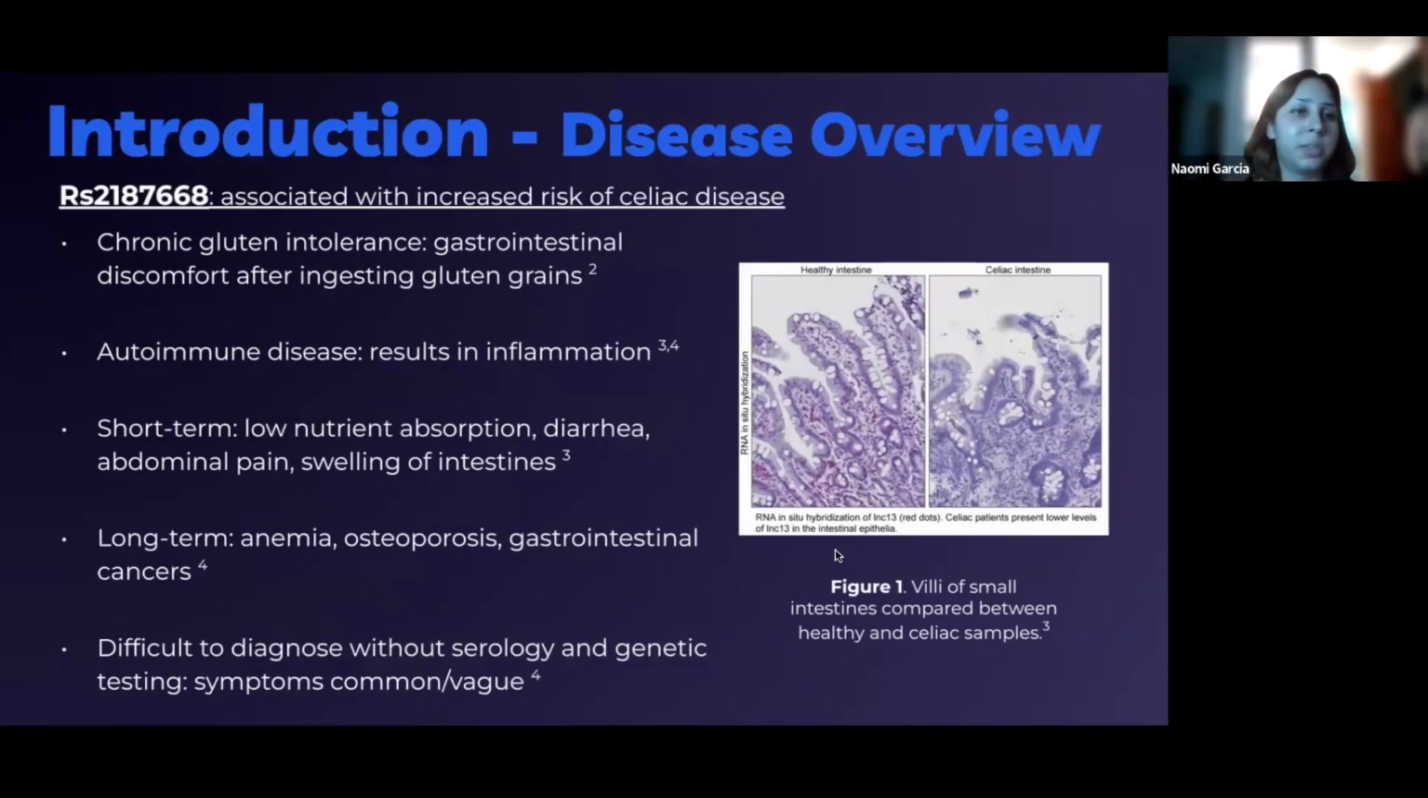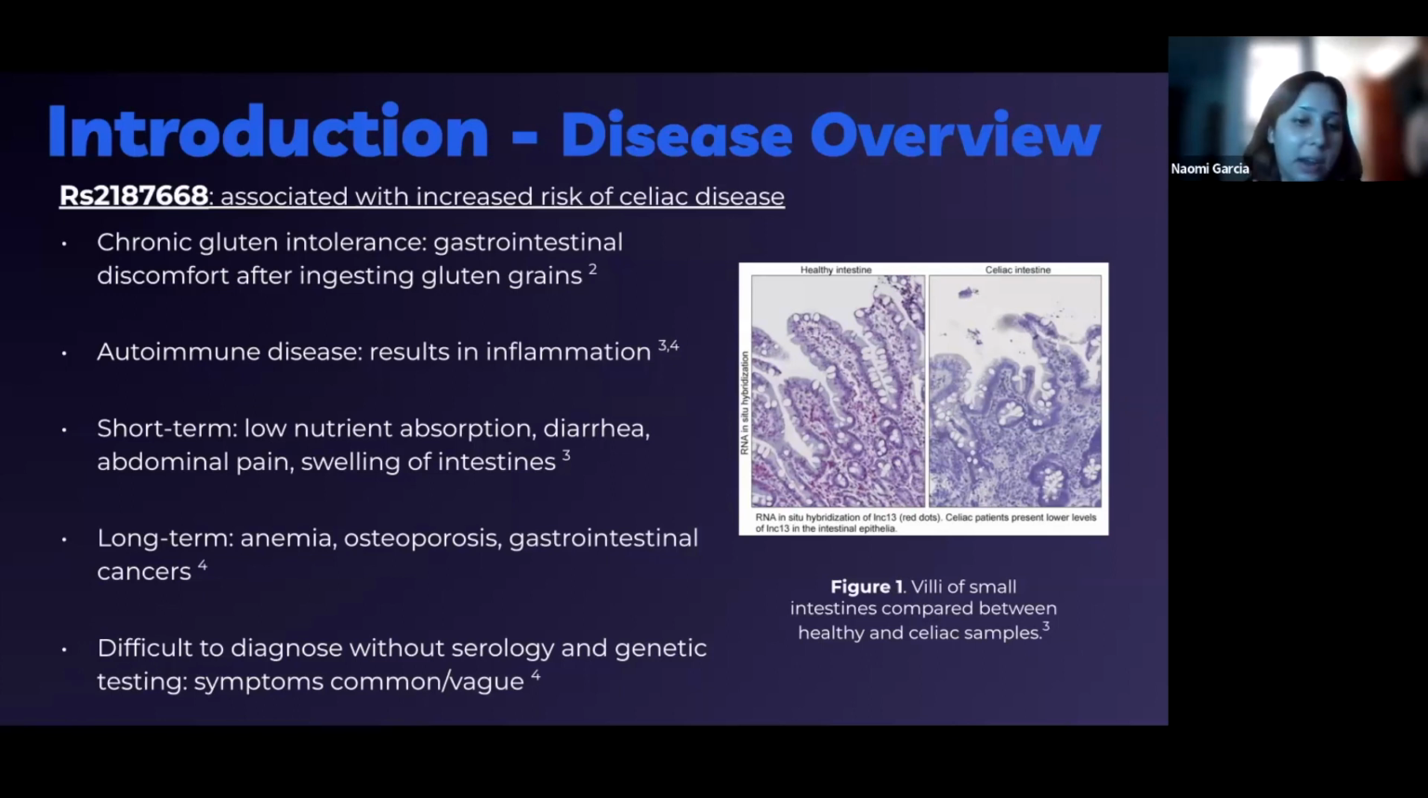So this SNP is of interest because it's associated with an increased risk for celiac disease. It's essentially a very advanced chronic gluten intolerance, which causes a lot of gastrointestinal discomfort after you ingest any grains with gluten. It's basically an autoimmune disease. It results in inflammation, and as you can see here in figure 1, the villi of the small intestines start to become degraded. So in the short term, this is going to cause low nutrient absorption, some diarrhea, abdominal discomfort, and swelling of these intestines.